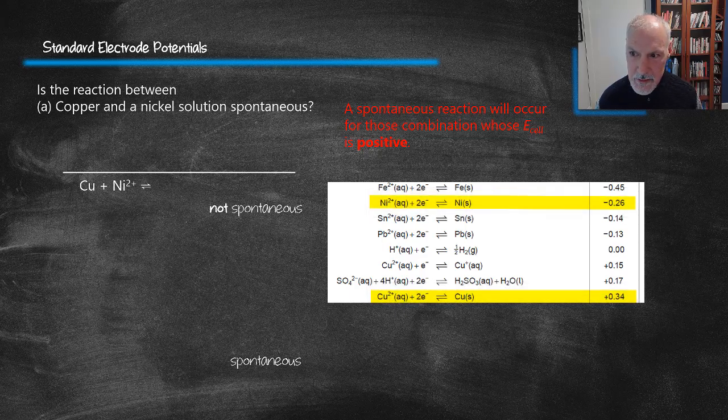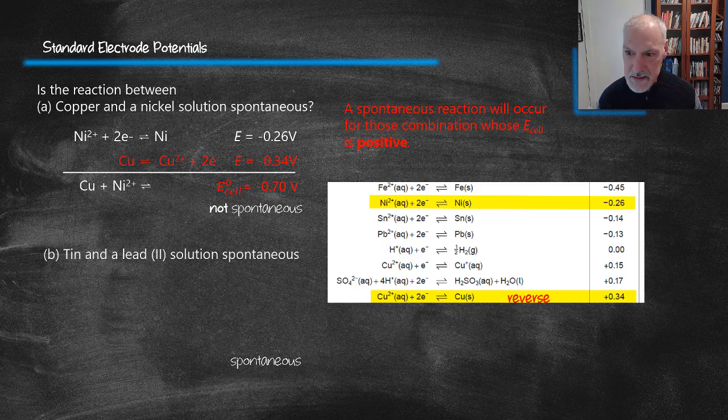The first thing I'm going to do now is notice that the nickel reaction I can copy down as is, because nickel is both the reactant in my target equation and the one provided in our IB data booklet. However, the copper is on the wrong side. I need to reverse that reaction and as a result, reverse its voltage. Adding those two together, I get negative 0.70 volts. This would be a not spontaneous situation.